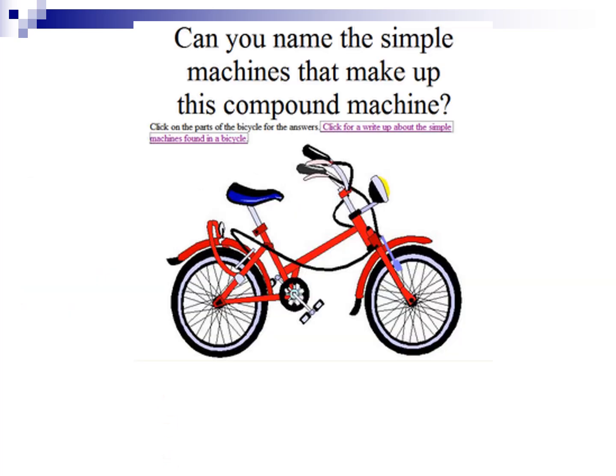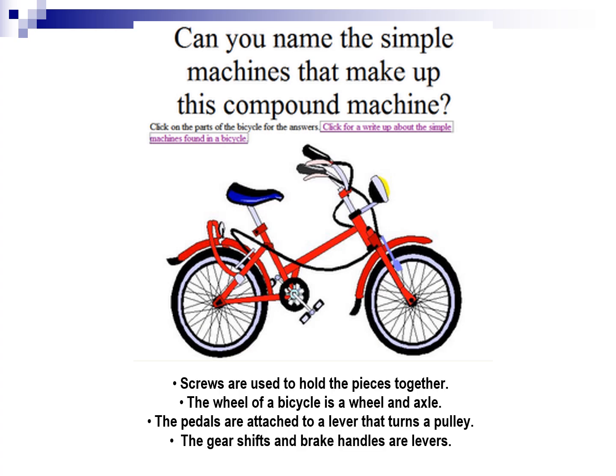So a bicycle is another great example of a compound machine. Here's just a few of the simple machines that you would find. This is not everything, but just to get you started thinking about this, obviously you'd have screws that are holding the pieces of the bike together. You've got the wheel of the bicycle, that's a wheel and axle. The pedals are attached to a lever that's turning a pulley. And also you've got gear shifts and brake handles that are acting as levers as well.